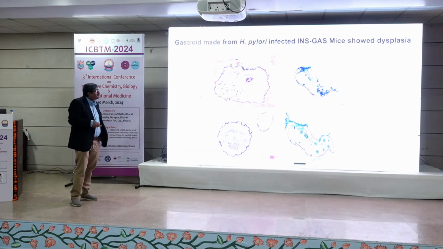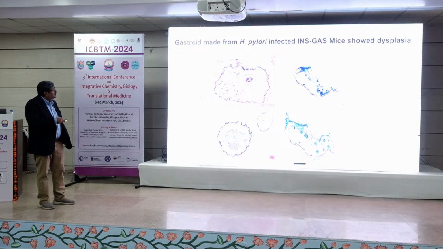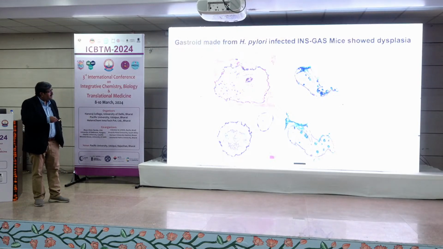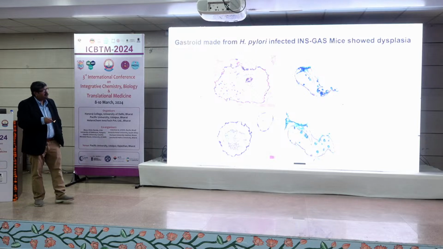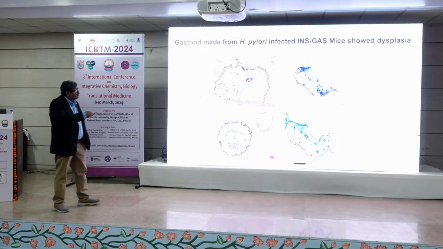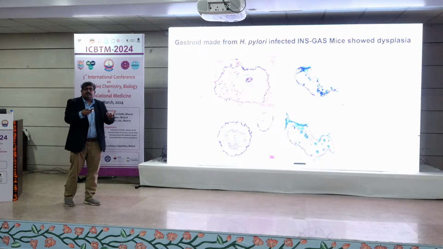This is the last slide I would like to show you. When we infected normal mice with H. pylori and took out their glands and made spheroids, you can see here it's a nice structure, with mucins at the apical level. Then this is the INS-GAS mice, which develop cancer with H. pylori infection. In the INS-GAS mice, the structure is inside out and dysplastic in nature. See how this gland is well organized, whereas this one is not. The other difference is that mucin is on the outer side, meaning the whole organoid is inside out.